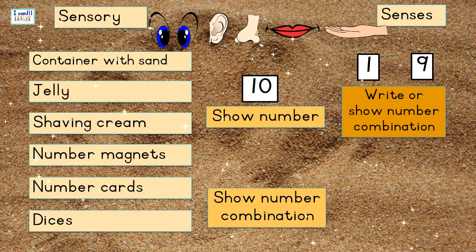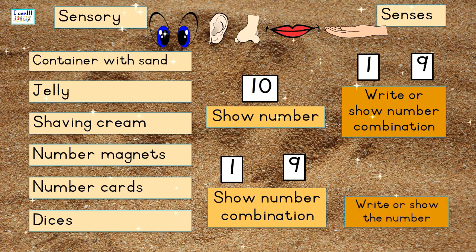You can also show the number combination. 1 combined with 9, and now you write or show the number or the answer. The number or the answer when you combine 1 and 9 would be 10. To learn new things using your senses is always a good idea because you can experience everything and you will remember it for a long time.